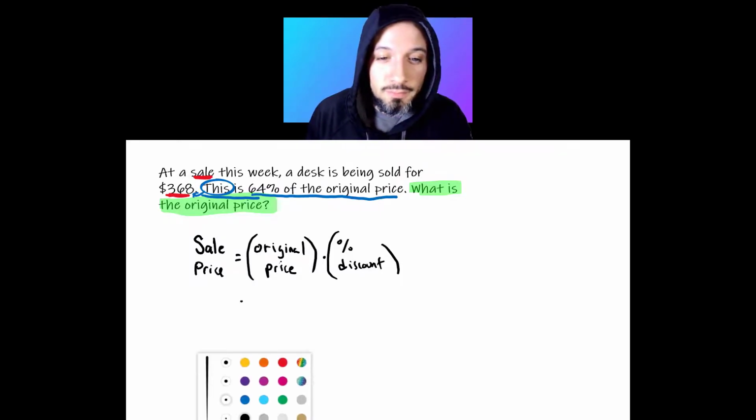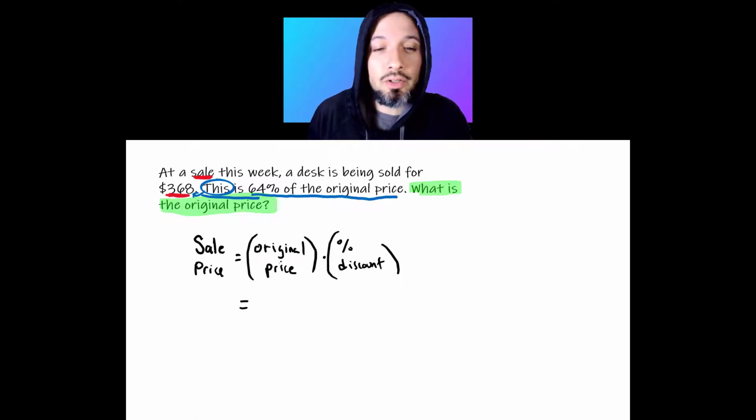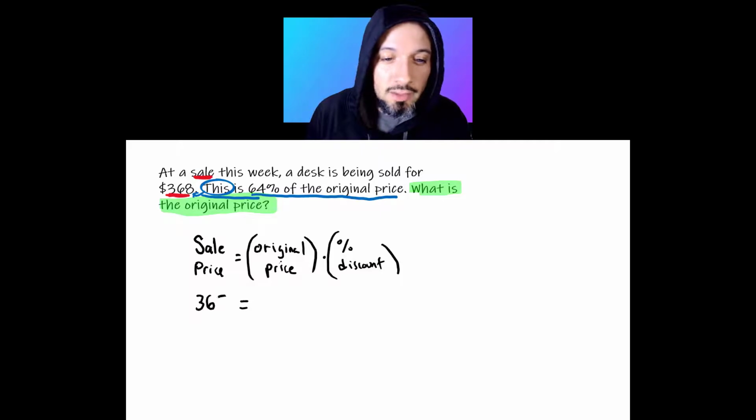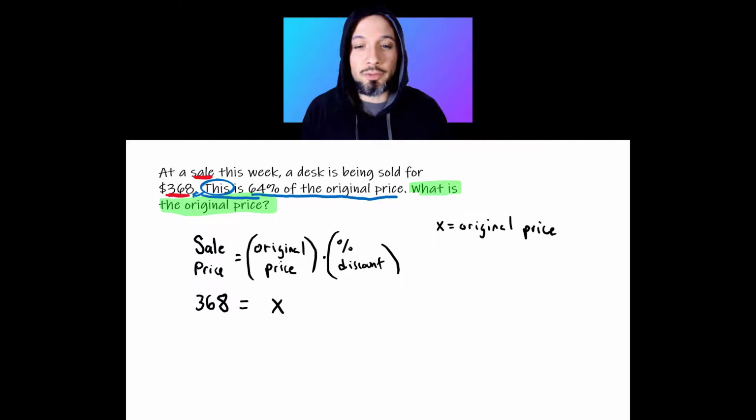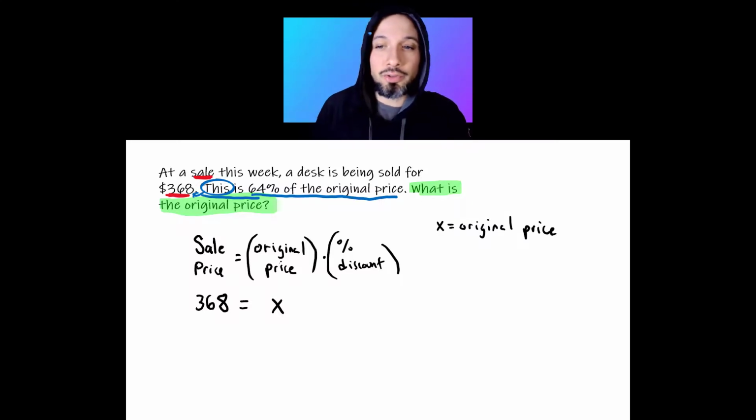That's the general formula. Now I'm going to substitute what I do know. The sale price, we know, is $368, so I substitute that in. The original price I don't know, so I'm going to call that X. As a side note, X equals original price. That way, when I get my answer, I know what the X represents. When you look at a formula, make sure you understand the meaning of the variable. So put a little side note: X is the original price.